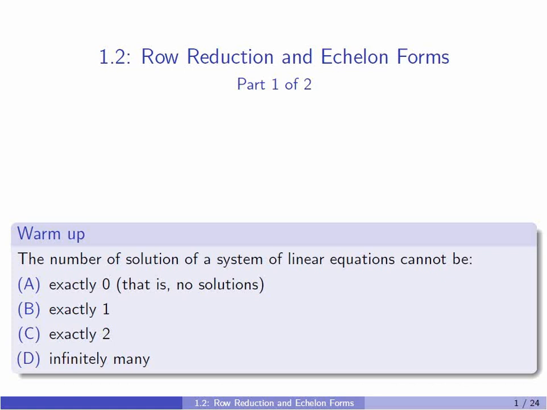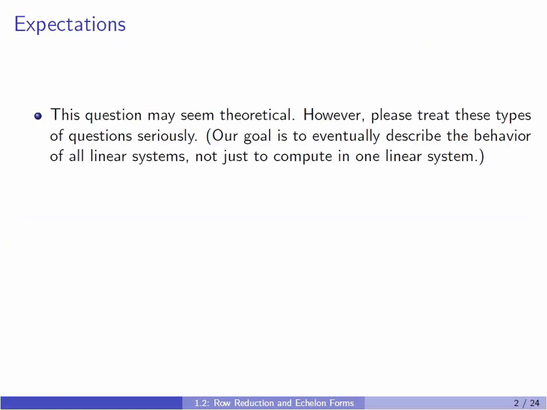Before we get started, let's just try this multiple choice warm-up. The number of solutions of a system of linear equations cannot be which of the following? And it turns out that the answer to this is that you cannot have exactly 2 solutions. So C should have been selected.